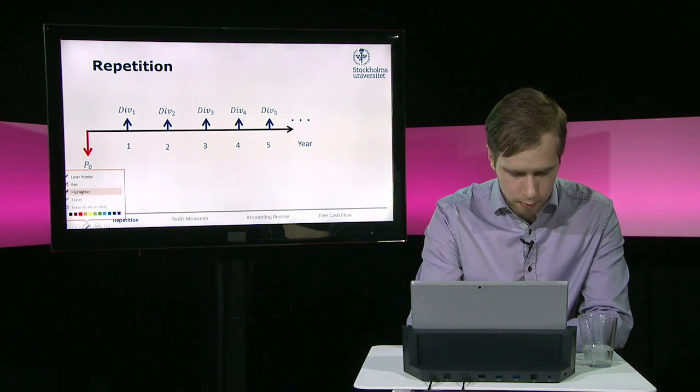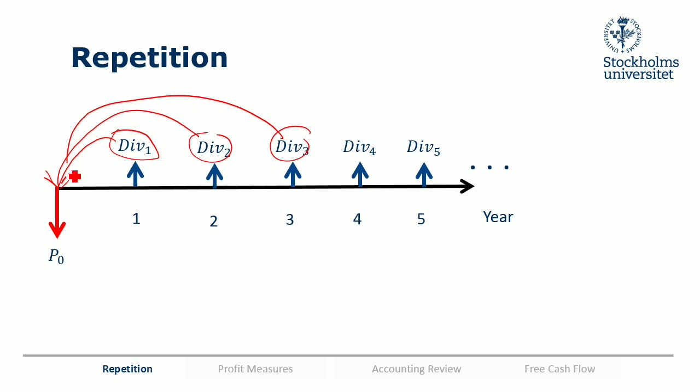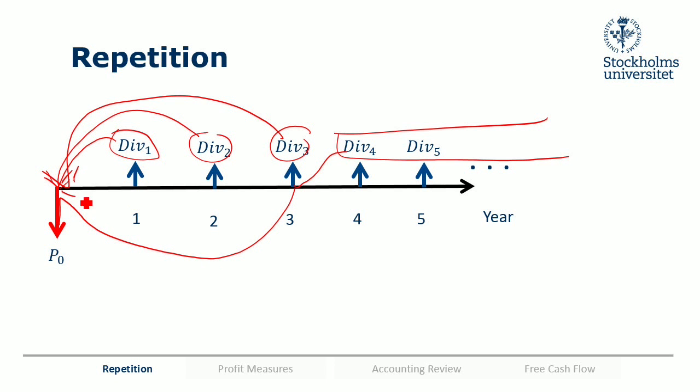So just a small repetition of the last video. Then we had dividends for several years, and we could take, for example, the first one. We discount it to today, and we take the second one, and we discount it until today. We take the third one, discount it till today, and so on. And then after some point we said that there should be a constant growth forever, and we value that with the growing perpetuity formula, and then discount until today.